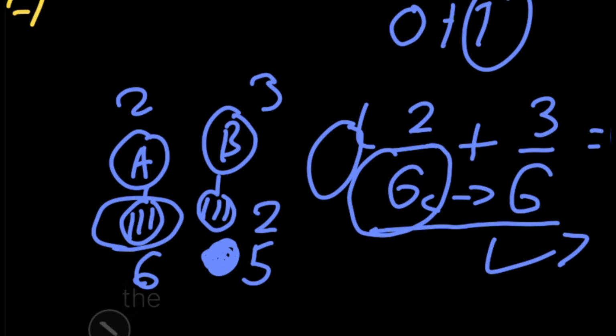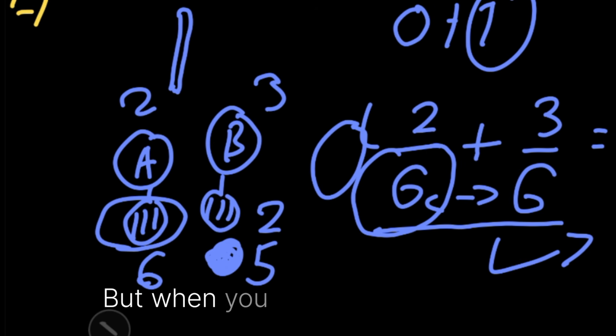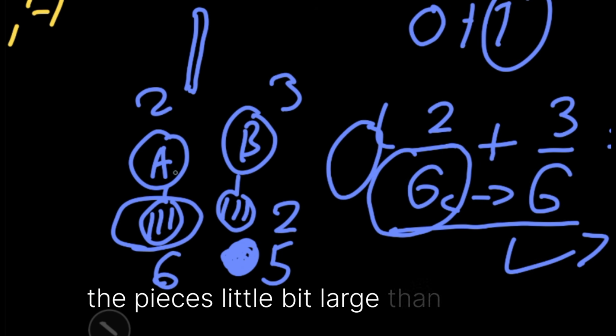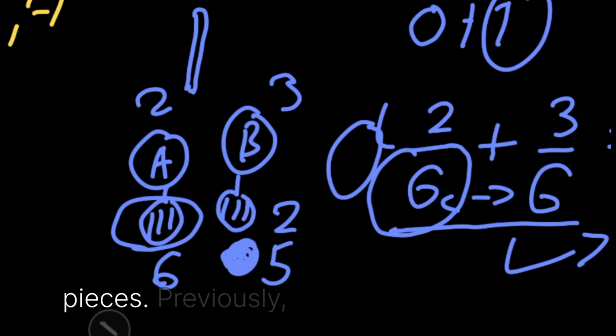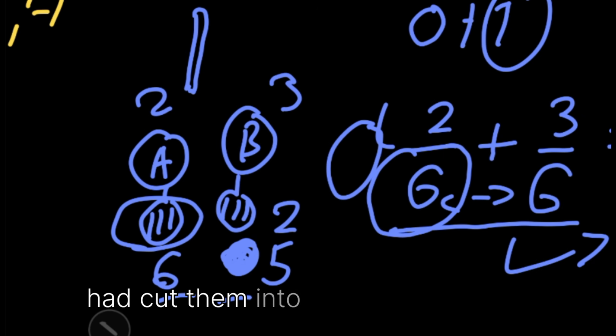When we cut the apple into 6 pieces, the pieces are a little bit thin. But when we cut into 5 pieces, the pieces are a little bit larger than the 6 pieces. Previously, even if we scrambled the pieces and added them together, as we had cut them equally, we could make a whole using 6 pieces.